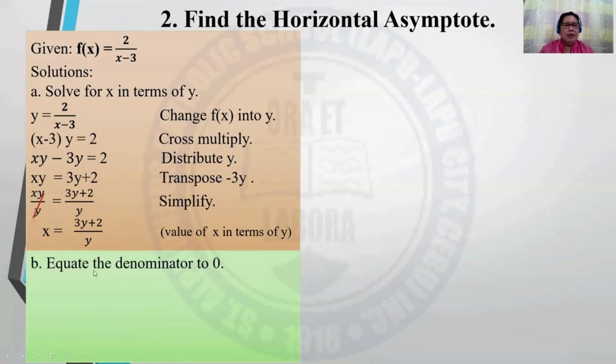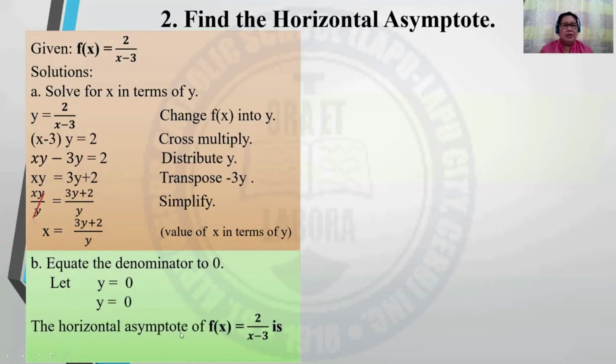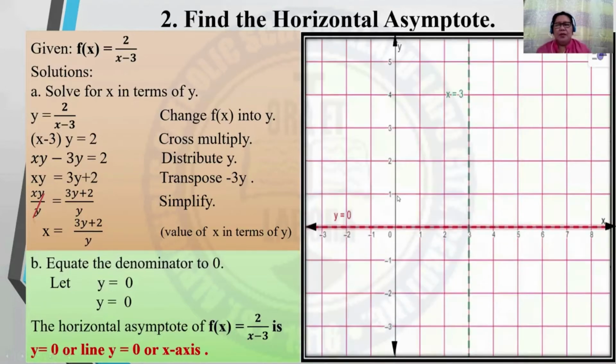Next solution. Equate the denominator to 0. The denominator is y, so you have to let y equal 0. So, y is equal to 0. Meaning the horizontal asymptote of f of x is equal to 2 over x minus 3 is y is equal to 0 or line y is equal to 0 or commonly called as the x-axis. So, we're done with the vertical asymptote.